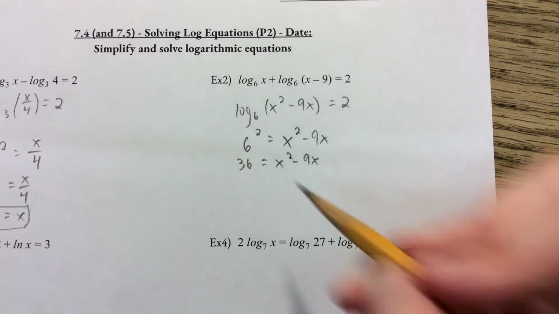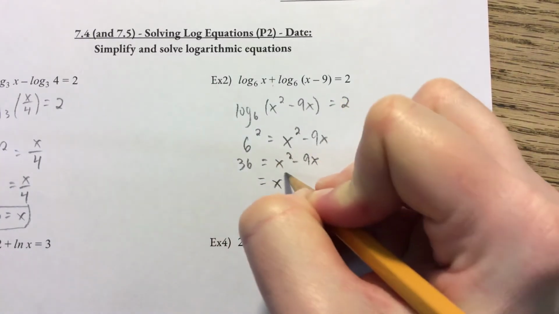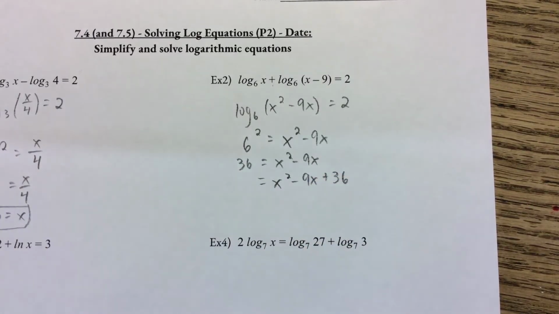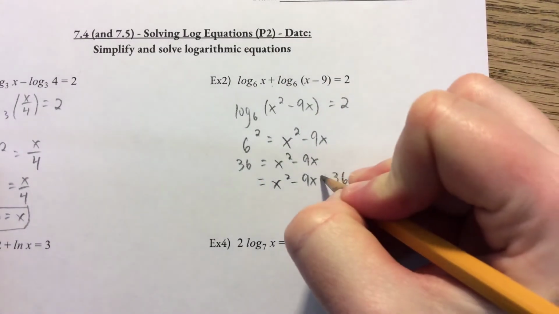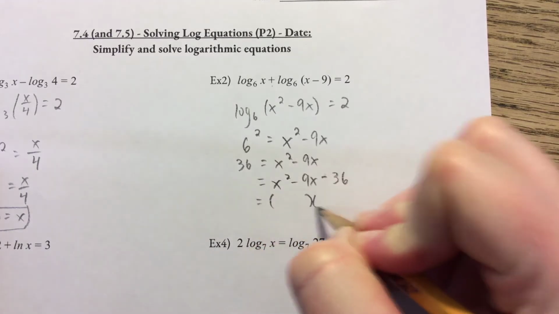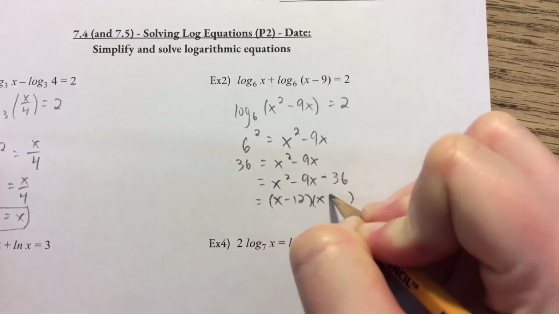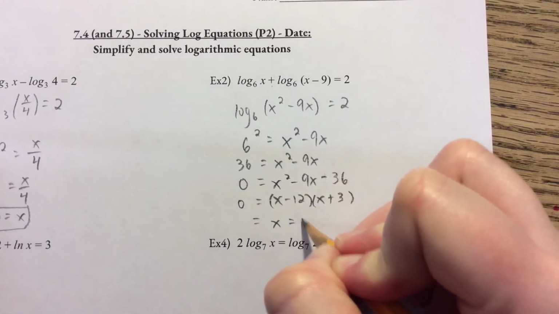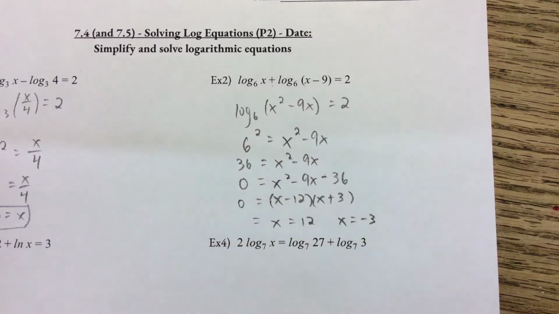And now I have a quadratic. So to solve a quadratic, I need to bring this over to the other side. Okay, now we need numbers that when I multiply them, I get 36, and when I add them, I get negative 9. Oh, sorry, this would become a negative 36. I don't want to make that mistake. So this would be minus 12 and plus 3. And then that would give me x equals 12 and x equals negative 3.